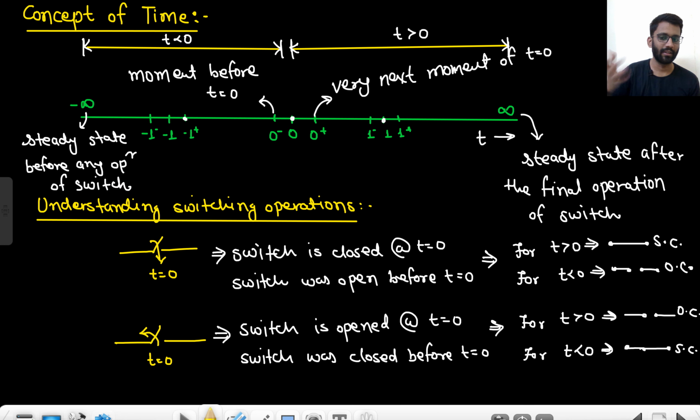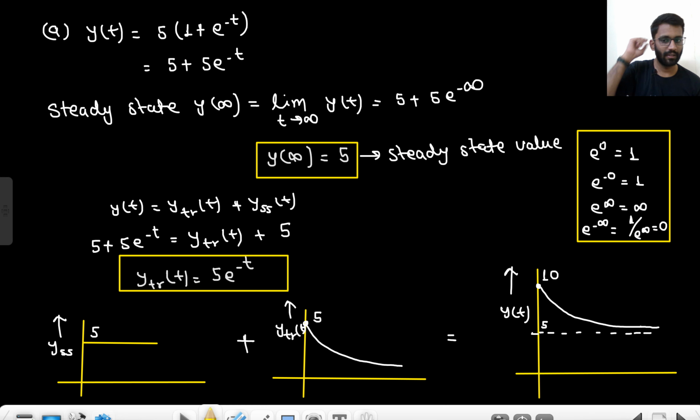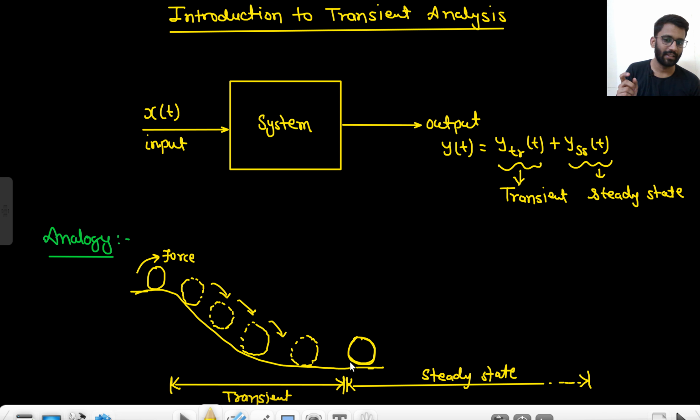That is very important. What is switching, what is the concept of time, what is t equals to 0, what is t equals to 0 plus, what is t equals to 0 minus, right? We have seen the graph, what is steady state, what is transient, what do you actually mean by transient? Transient actually dies out, right? We are always left with only a steady state value. Transient will die out. In the end, we will have only the steady state. So that we have learned, right?